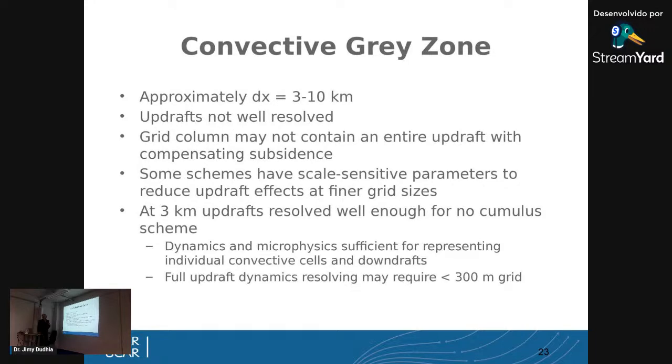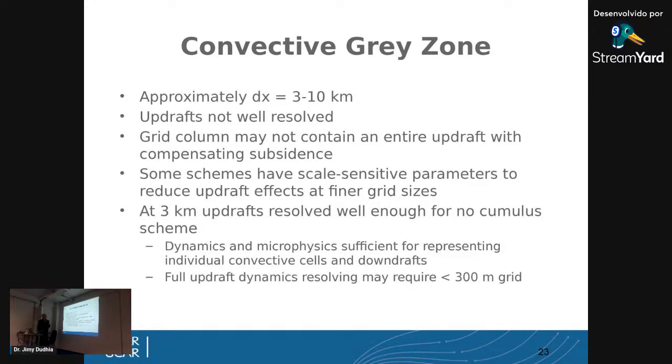There's also a convective gray zone, approximately 3 to 10 kilometer grid sizes, where updrafts are not well resolved. The grid column may not contain the entire updraft with compensating subsidence in this kind of grid size. Some schemes have scale-sensitive parameters to reduce the updraft effects at finer grid sizes. At 3 kilometers, updrafts are resolved well enough for no cumulus scheme.